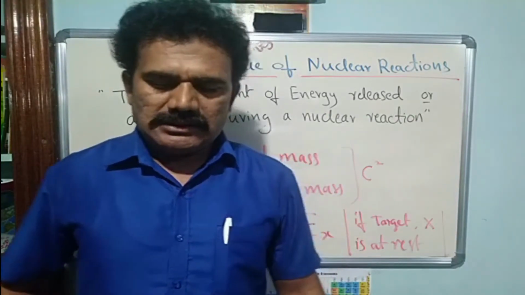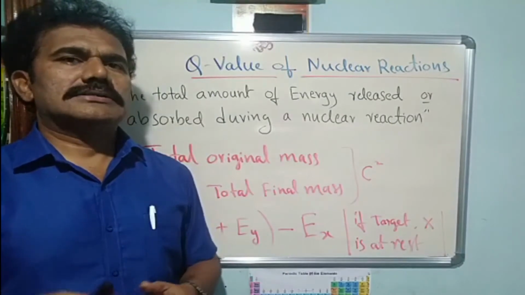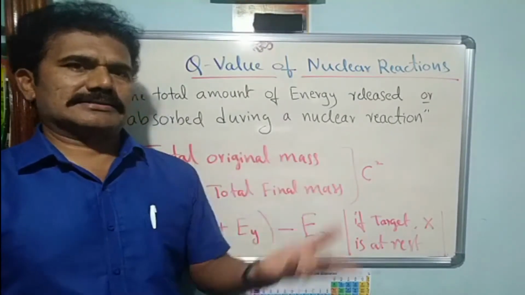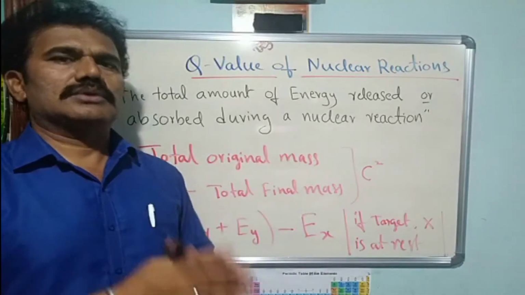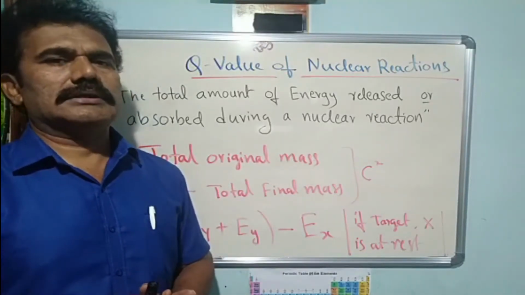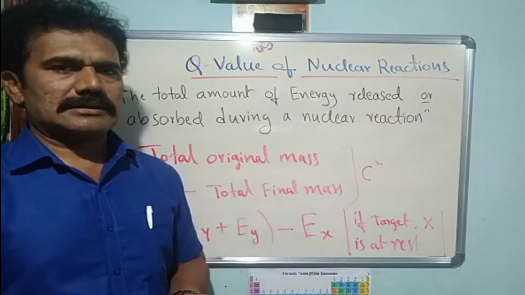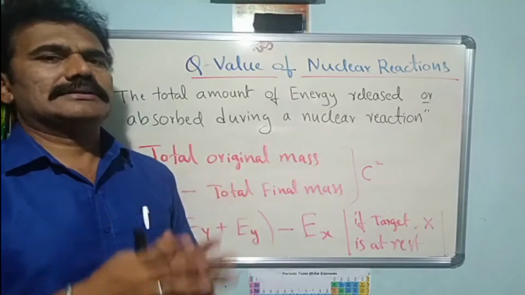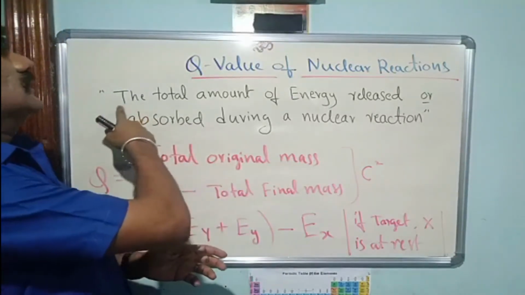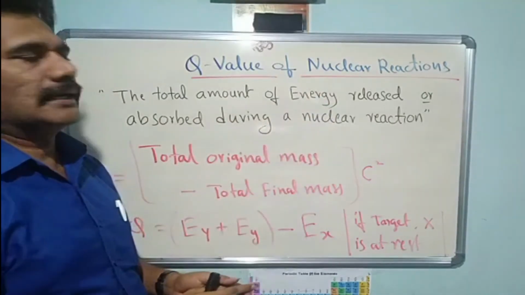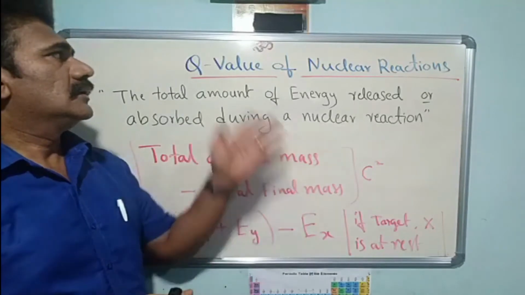Now, in any nuclear reaction, it is a fact that a certain amount of energy is released or a certain amount of energy is absorbed for the nuclear reaction to undergo, isn't it? So how do we calculate that amount of energy released or absorbed? That factor is called the Q value. The total amount of energy released or absorbed during the nuclear reaction is called the Q value of nuclear reactions.